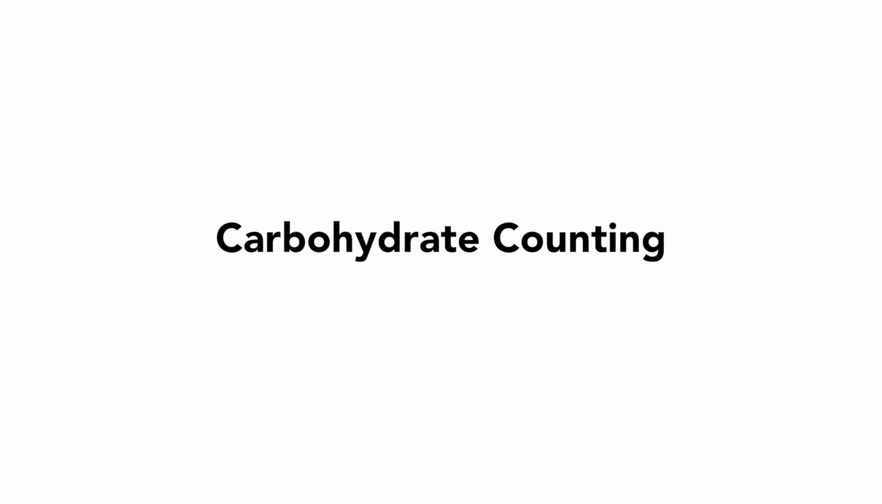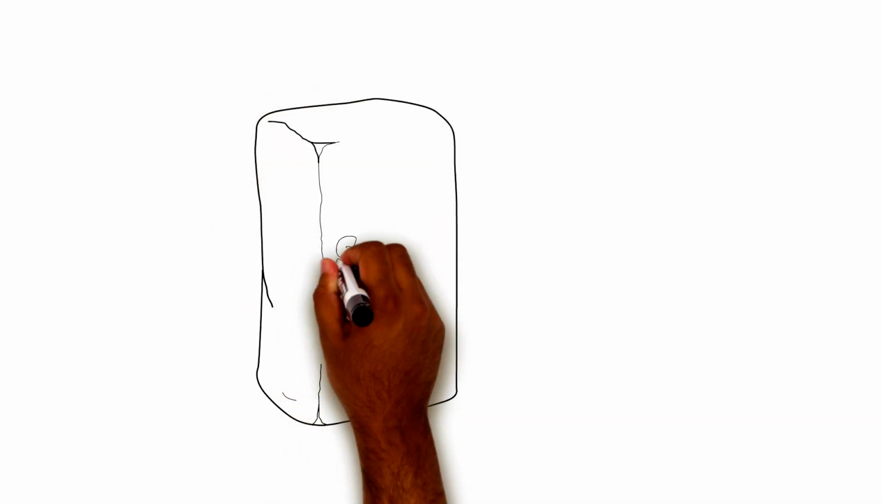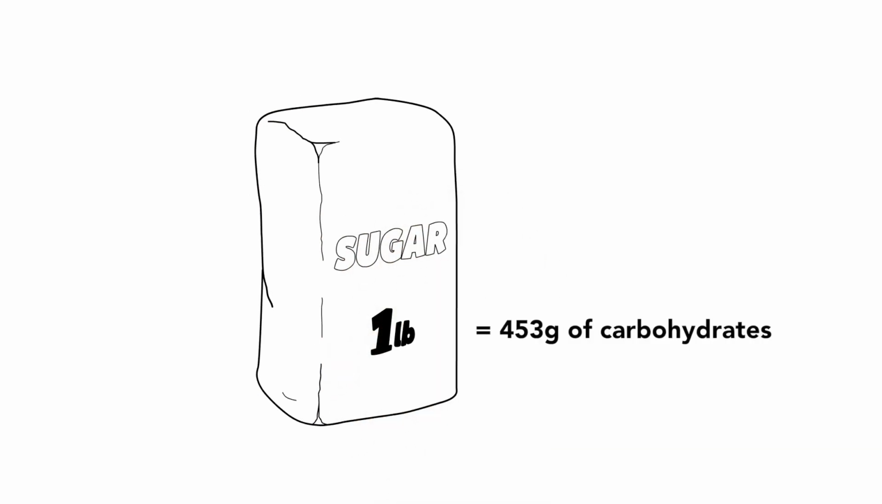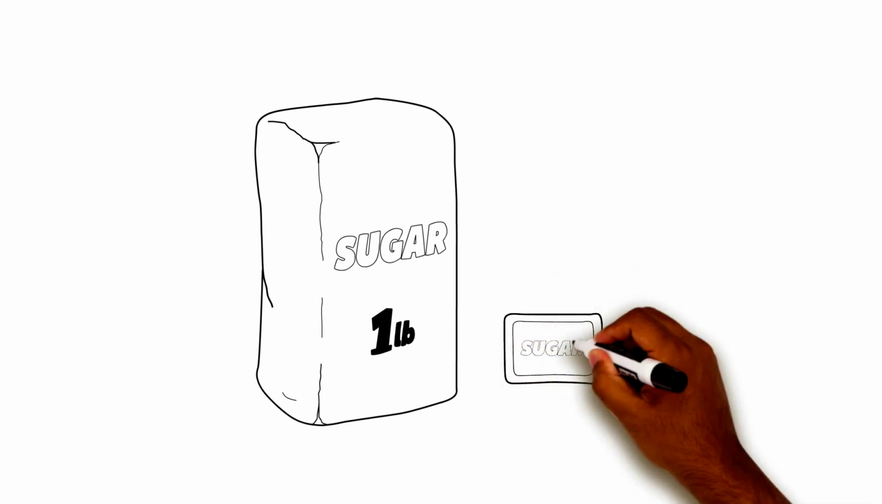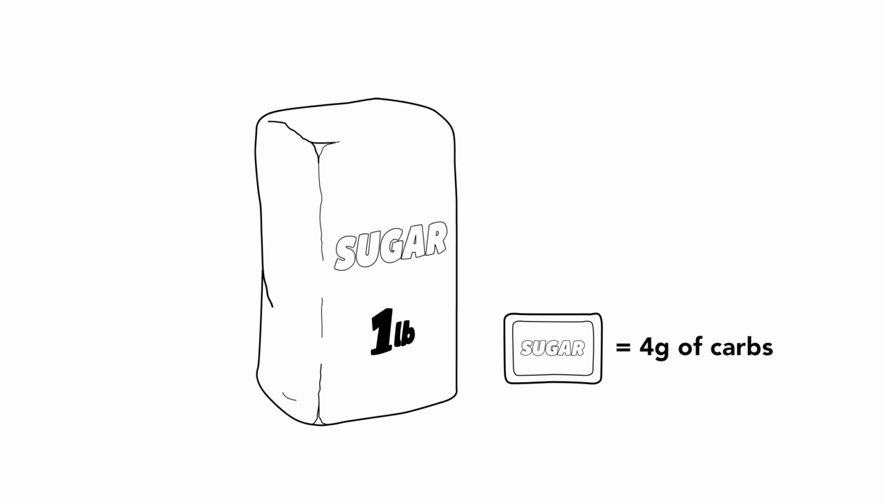Carbohydrate counting, also called carb counting. Carbs are measured in grams. For example, a 1-pound bag of sugar is equal to 453 grams of carbohydrates. 1 packet of sugar is equal to 4 grams of carbohydrates. So the number of grams tells you the amount of carbohydrates in the food.